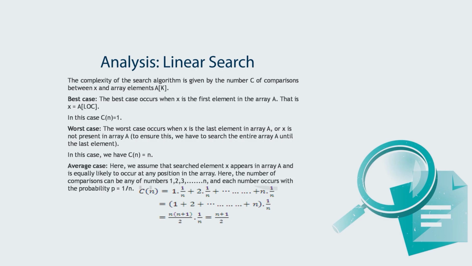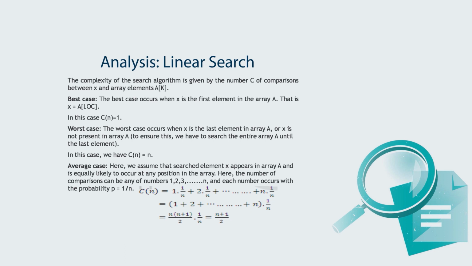In the average case, what will be the conditions? We assume the search element x appears in the array and is equally likely to occur at any position in the array. So the number of comparisons can be any of the positions 1, 2, 3, up to n, and each occurs with probability p equal to 1 by n. For every position 1 to n, how do we calculate the number of comparisons? That is 1 into 1 by n, 2 into 1 by n, up to n into 1 by n, and finally we get (n plus 1) by 2, that means order of n comparisons.